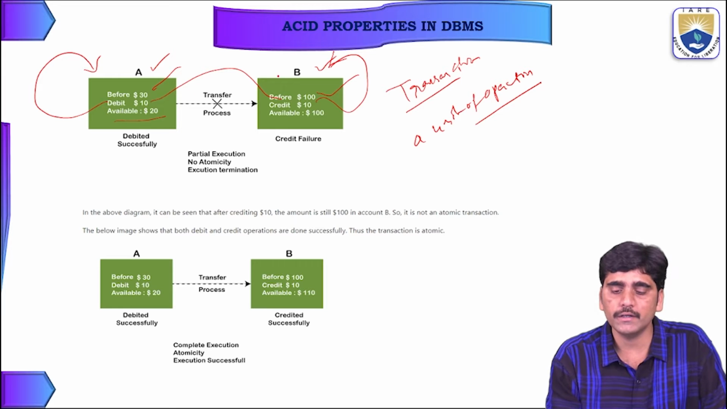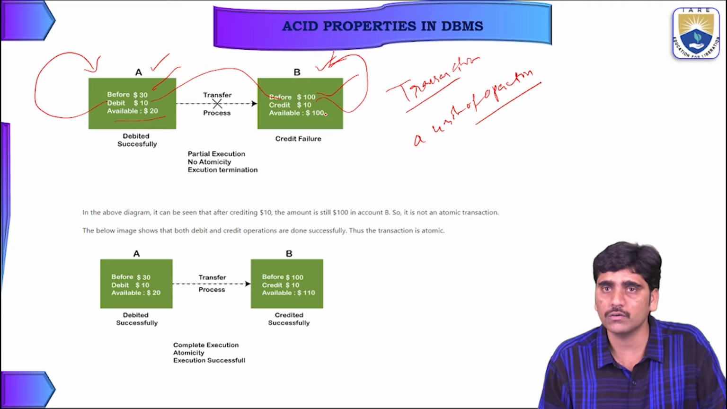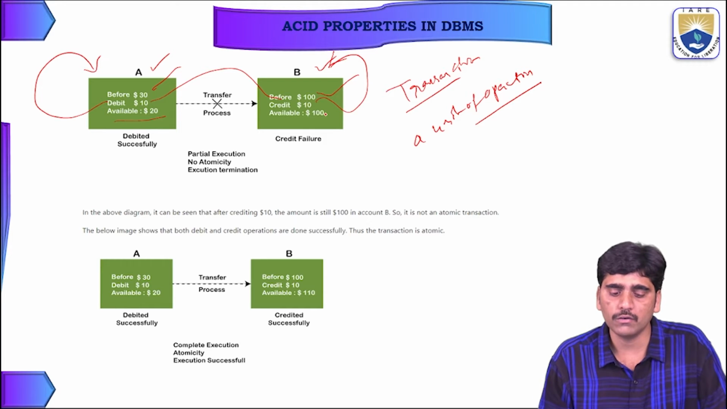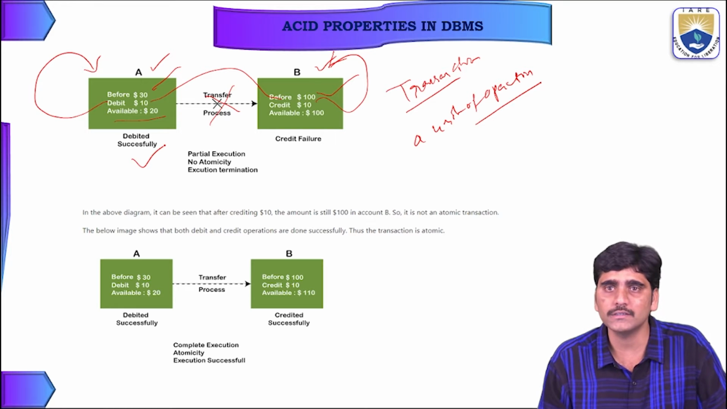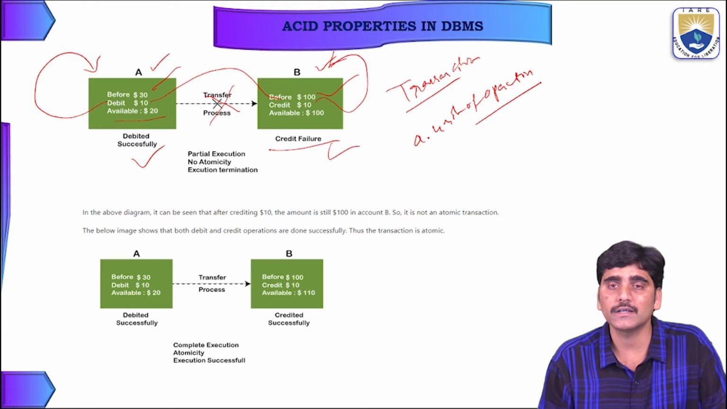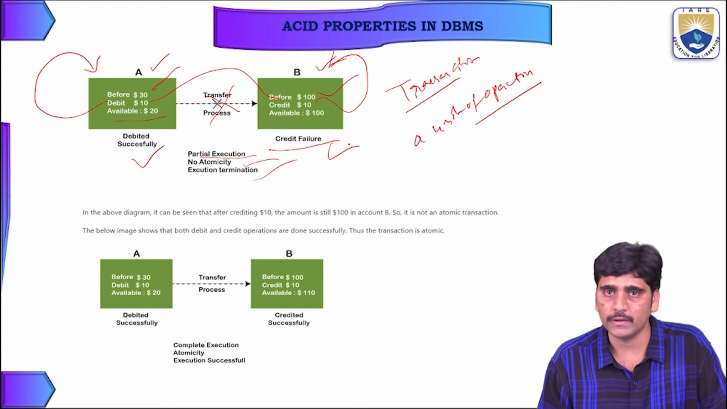So 10 rupees will be debited from the A account, but it does not reach the B account holder. It is not credited to the B account holder. So the transfer process is not yet completed. From the A account holder side, the debit is successful, but on the B account side the credit failed. So this is partial execution, no atomicity. That means the atomicity property is not satisfied.